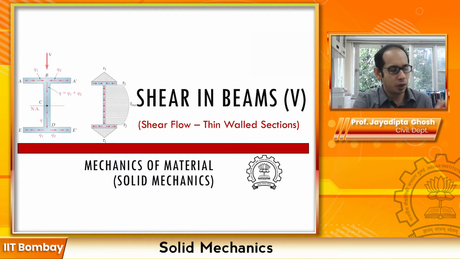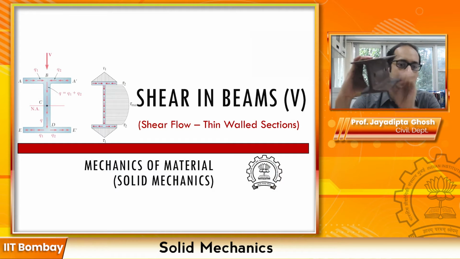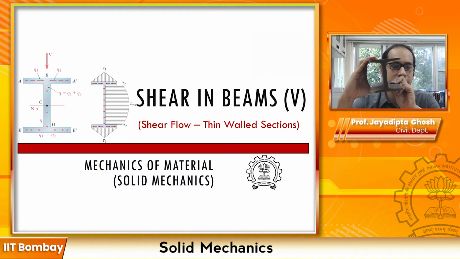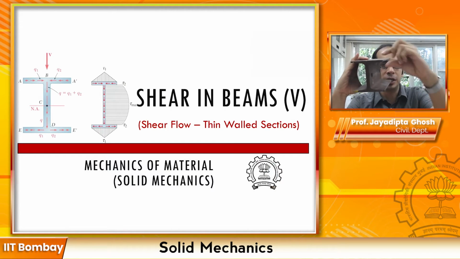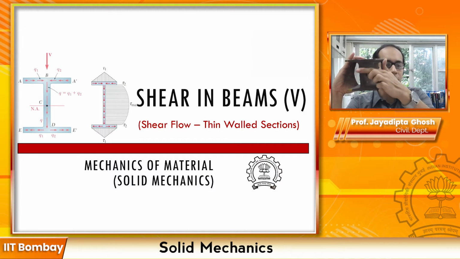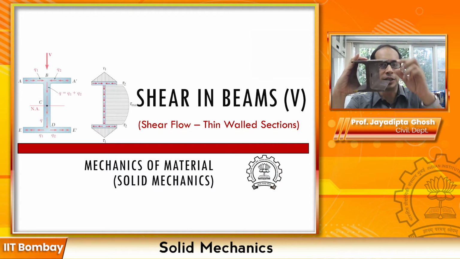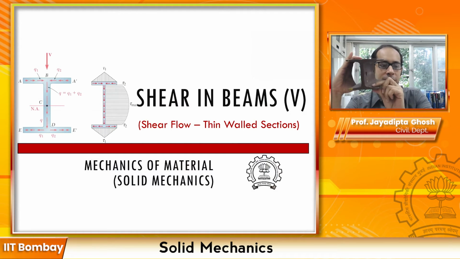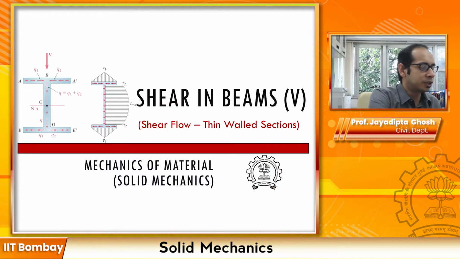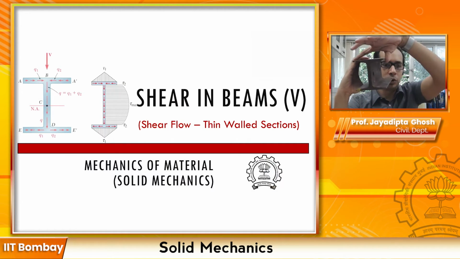I have a thin-walled section over here. This is an example of a thin-walled section. The top part is known as the flange, this is known as the web, and this is the flange again. The thickness you see over here, this thickness as well as this one and this one, is actually quite small compared to the overall dimensions of the structure.